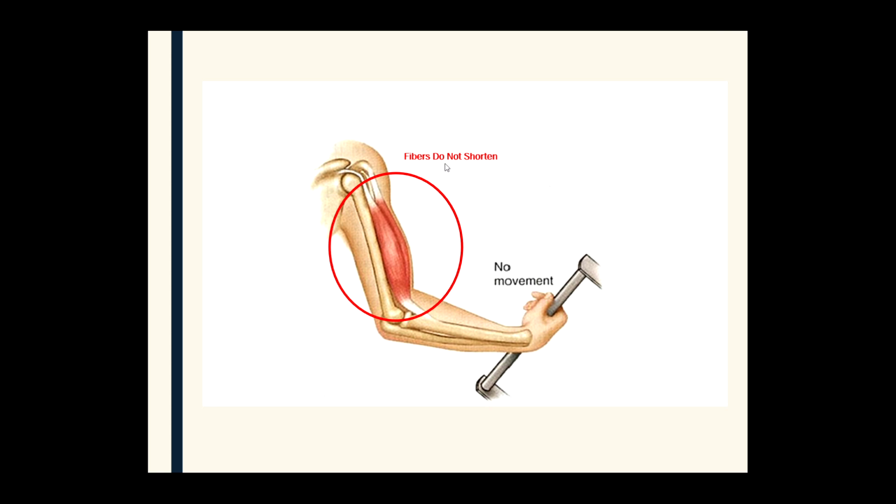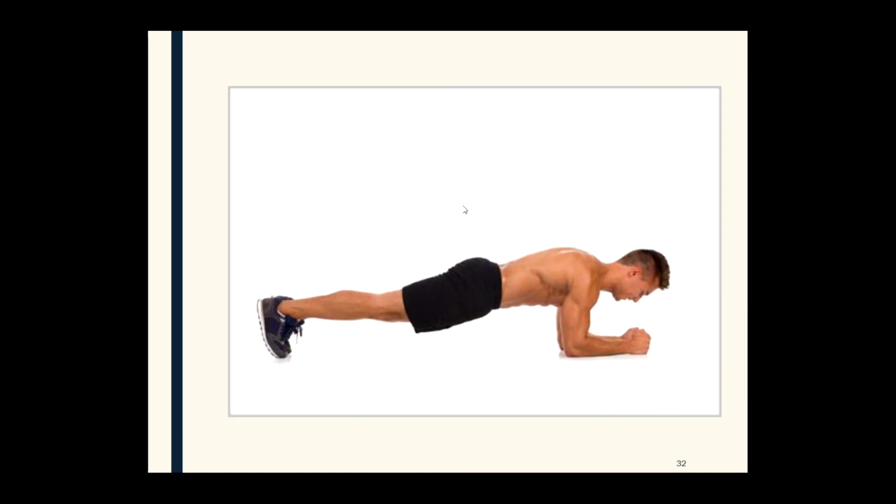The fibers do not shorten. Right? The fibers will not shorten. An example is a plank. So when you're in a plank position, you're contracting all these muscles, but you're not moving, right? So you're contracting these, especially your postural muscles here, isometrically.